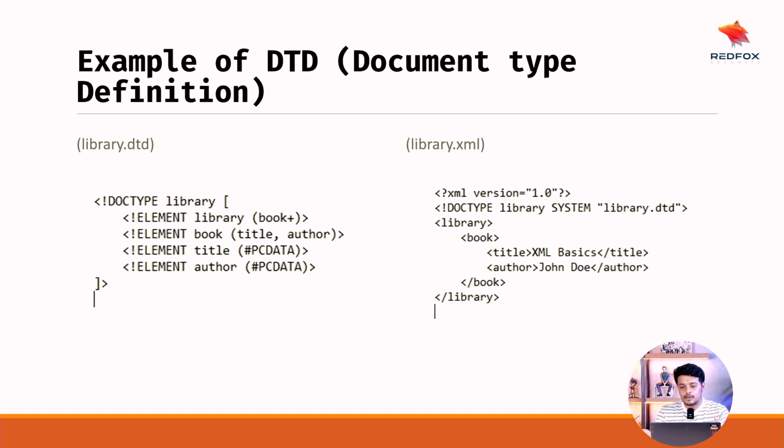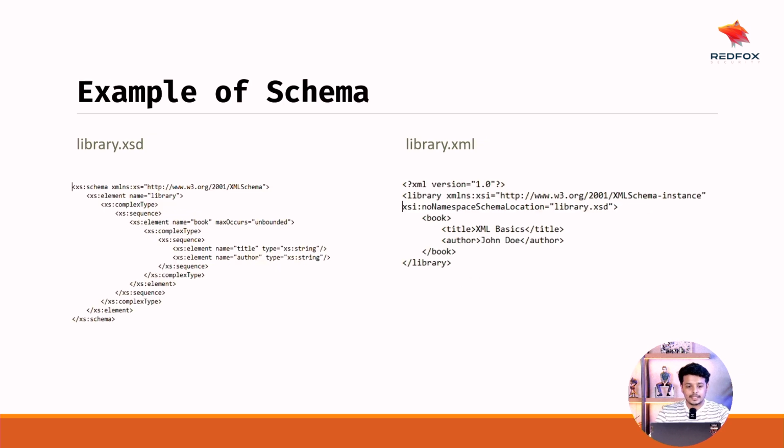On the right side of the file, you can see the XML file, which is similar to the DTD file. Title, XML basics, and John Doe, everything has been used. Whereas in the schema part, the schema looks a bit different and has constructive loads, and it can also be showcased in the library.xml file. The main extensions for both are library.dtd for the DTD files, whereas library.xsd for the schema.